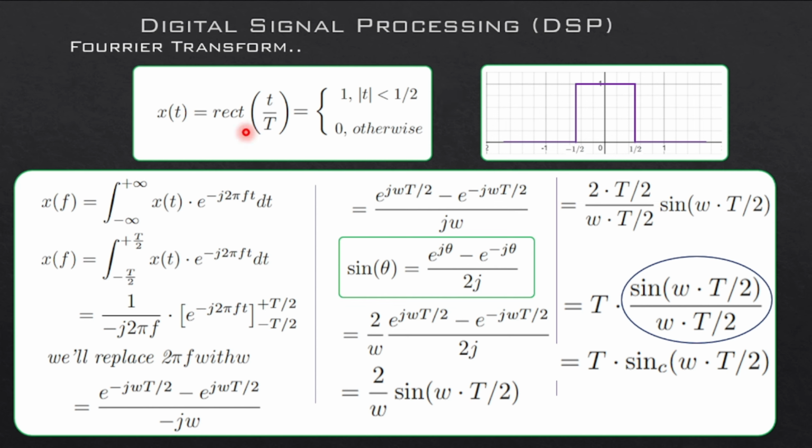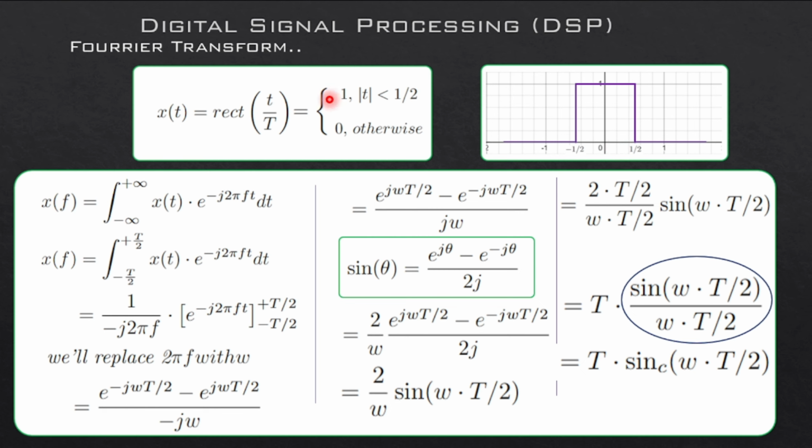We have this function x(t) equal to rect(t over T), where the absolute value of t is less than T over 2, which is this domain over here. The value of rect, which is a pulse signal, is equal to 1, otherwise it is 0. So outside of this interval, the value is 0. Between minus T over 2 and plus T over 2, it's equal to 1.